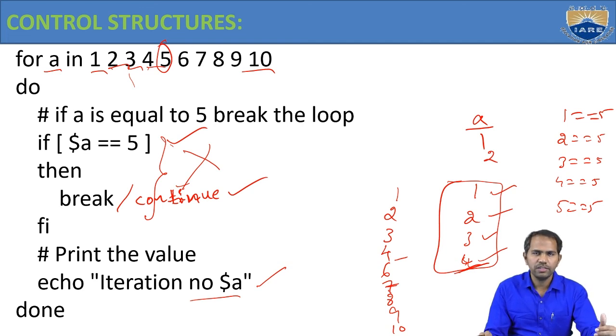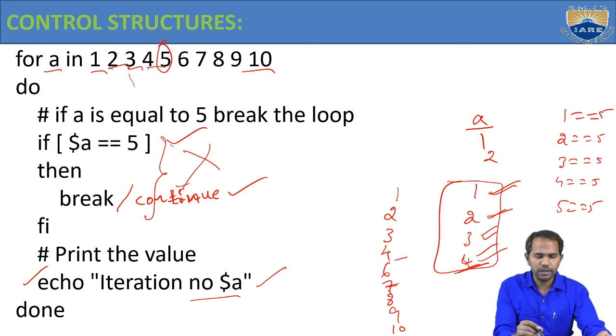Now I check a condition. In the for loop I am checking if A is equal to 5. No, the condition has failed, so it does not enter the if condition and moves to outside of the if. What is outside of the if? The echo statement, which prints the A value. So iteration number 1, iteration number 2, iteration number 3, iteration number 4 are printed.